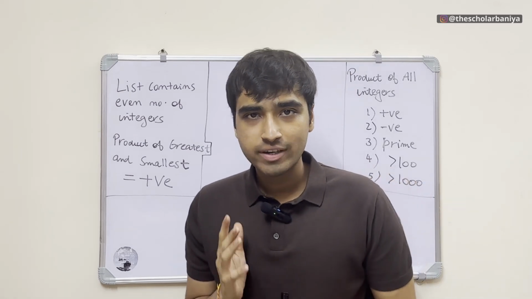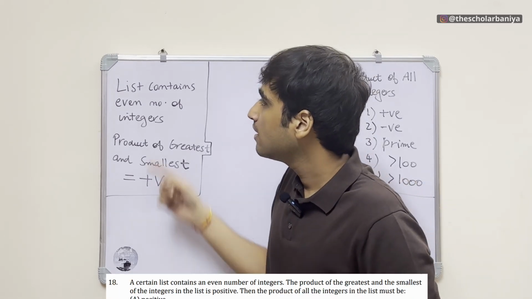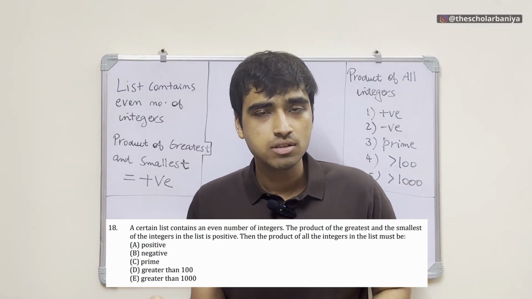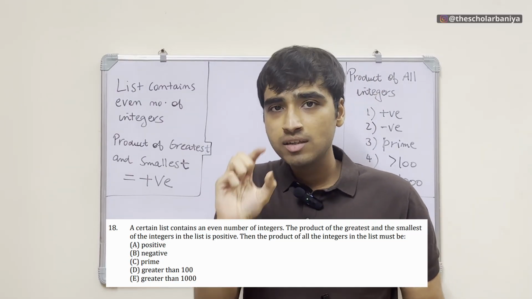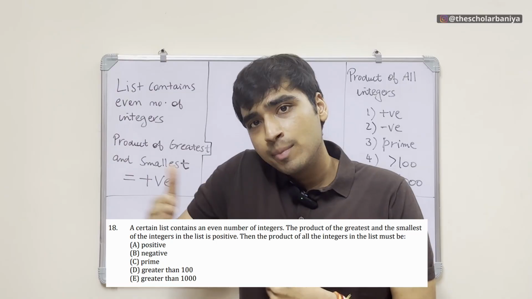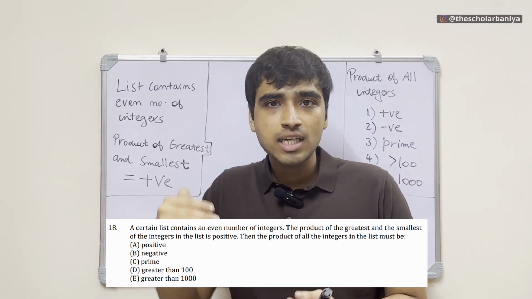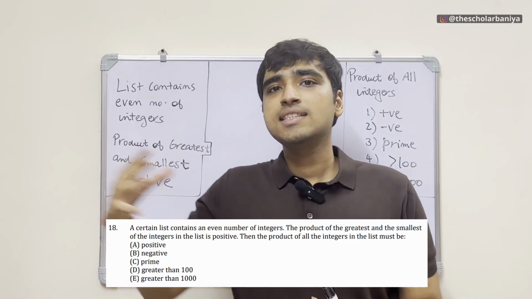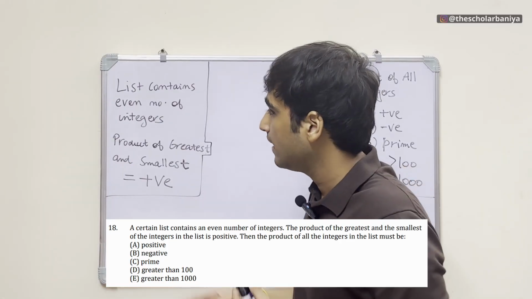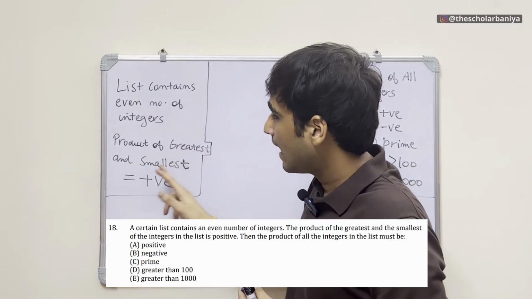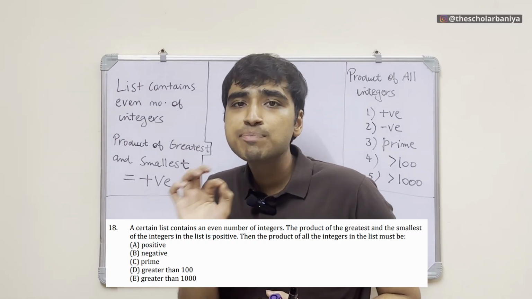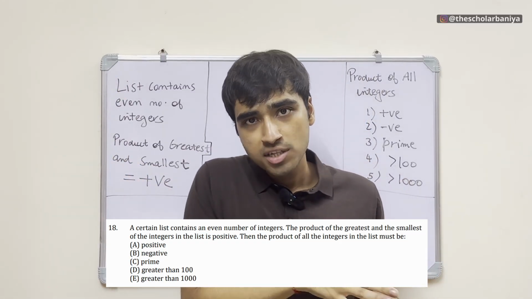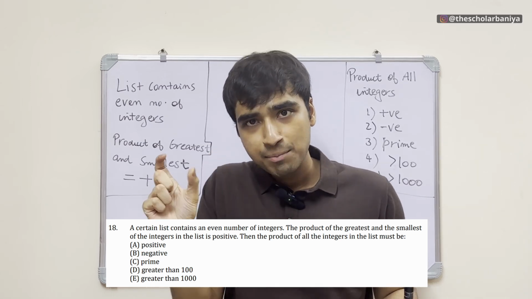So let's move on to the next question, guys. In this question, we are given a list which contains an even number of integers, which means not that the integer is even, but that the number of integers is even. For example, 4 numbers in the list, or 6 numbers in the list. And the product of the greatest and the smallest integer is positive. The product of the greatest integer in the list and the smallest integer in the list is positive.